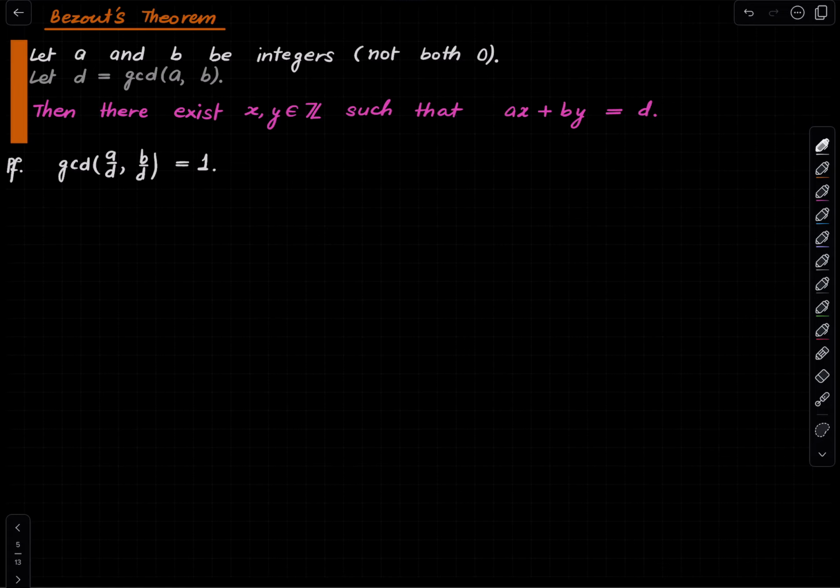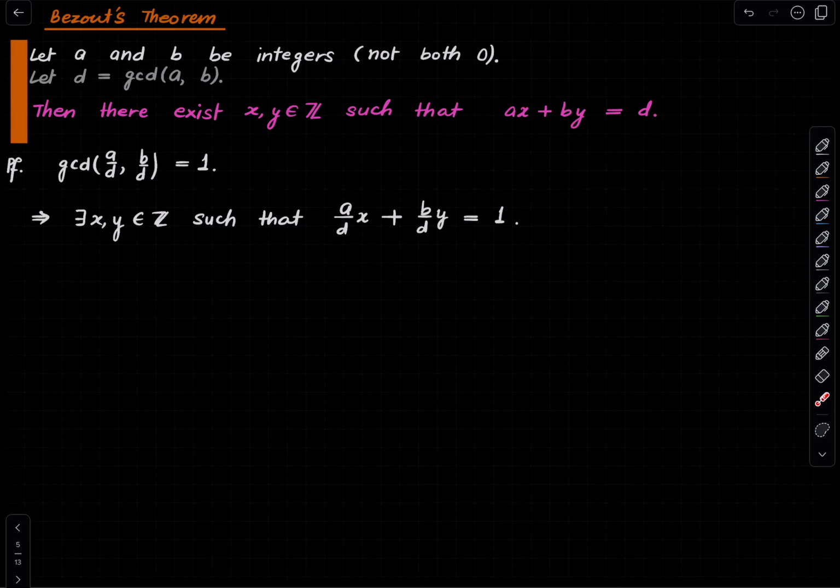And now use the special case of Bezout's theorem. So this implies that there exist integers x and y such that (a by d)x plus (b by d)y is equal to 1, and that's it. Cross multiply, you get this thing. So the GCD of two integers can be written as an integer linear combination of the two integers.